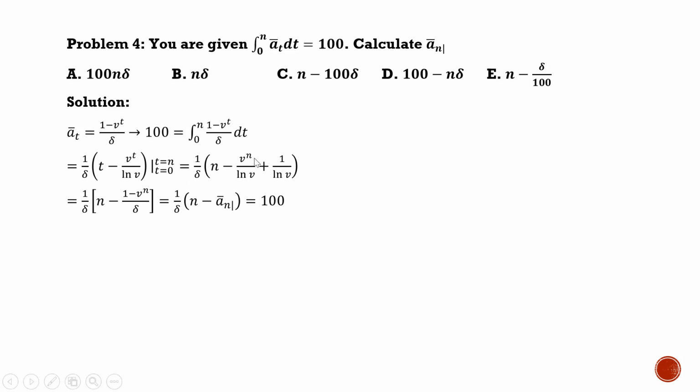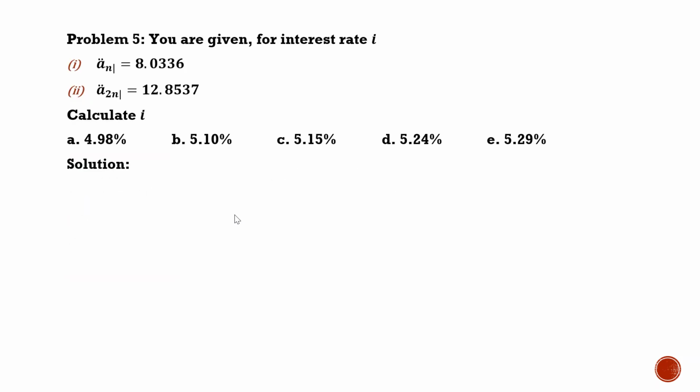And 1 minus v to the n over delta is equal to a bar n. So we have this equal to 100. So we can find a bar n, which is n minus 100 delta. So that is problem number 4.